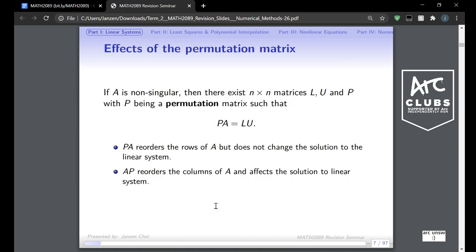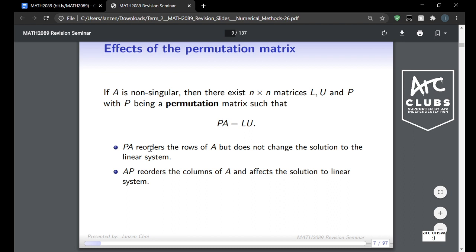Alright, so the effects of the permutation matrix. Adding a permutation matrix can rearrange the rows and columns to make the matrix LU factorizable. In the permutation matrix P, only one element in each column and row has a value of 1, whereas the other elements have a value of 0. So the order you multiply the matrices changes how P affects the matrix A. The product PA would reorder the rows, while the product AP would reorder the columns.